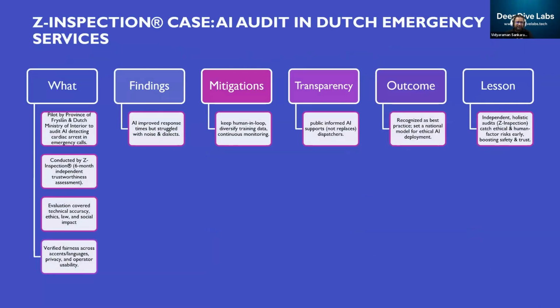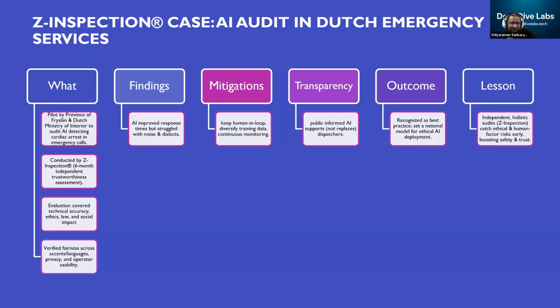But the case study is actually quite relevant and interesting. What the particular case study did was they were trying to audit the AIs that were being used to detect a cardiac arrest during emergency calls. So you can already see by the nature of the use case that this is safety critical. And in this particular case, they conducted this inspection over a 6-month period, and the evaluation covered both technical accuracies and some notion of ethics, law, and the social impact as well.